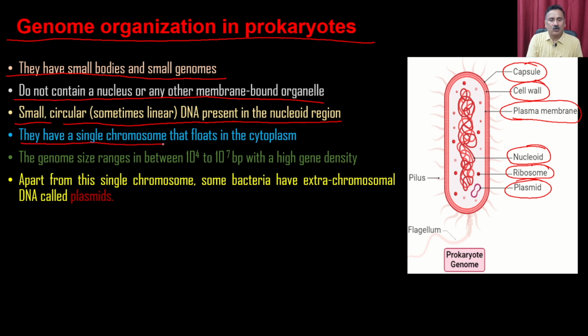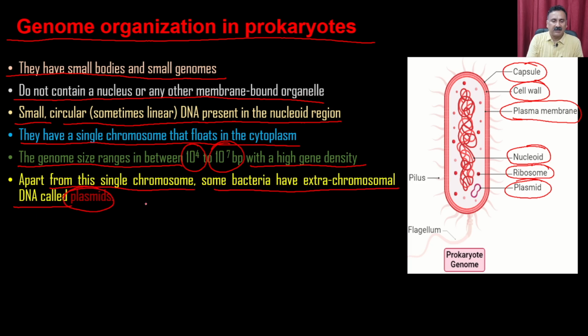They have a single chromosome that floats within the cytoplasm. The genome size ranges between 10 to the power 4 to 10 to the power 7 base pairs with a high gene density. Apart from this single chromosome, some bacteria have extrachromosomal DNA which is called plasmids. We have also discussed plasmids when we were talking about the bacterial cell, and we showed you a demo video of how to isolate the plasmid from the bacterial cell, right?